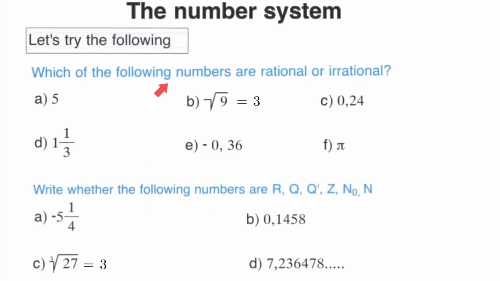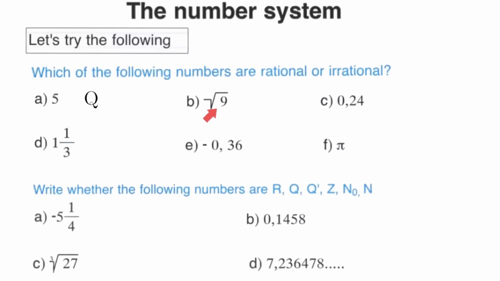Now let's quickly practice what we have learned. Let's try the following. Which of the following numbers are rational or irrational? Now here we have a 5. Well, a 5 is going to be rational because we can write it as a over b. We can write it as 5 over 1 and it still means a 5. So it is rational.